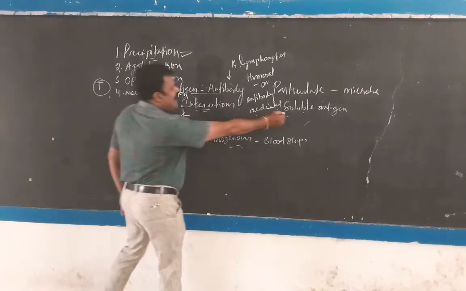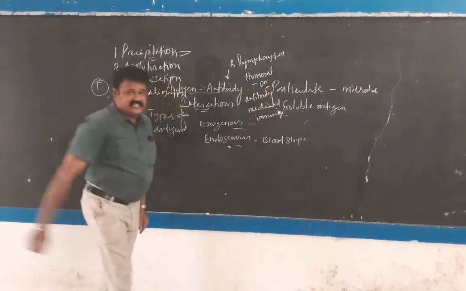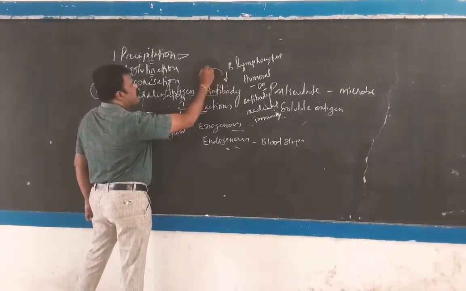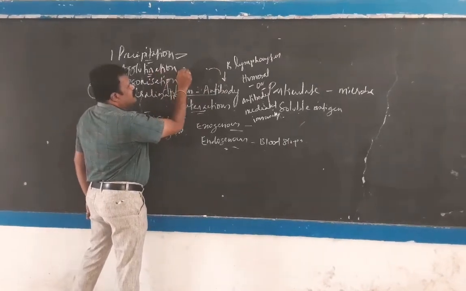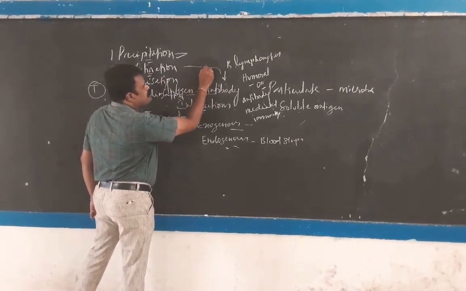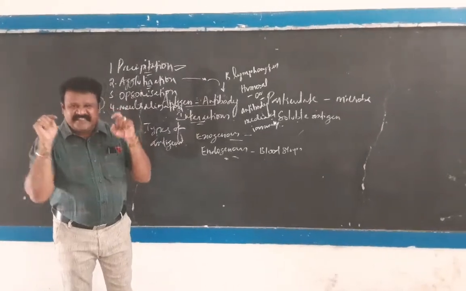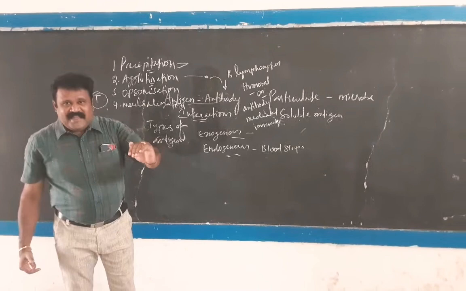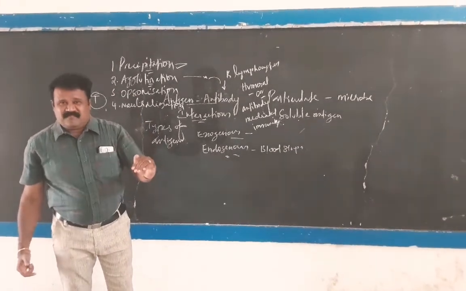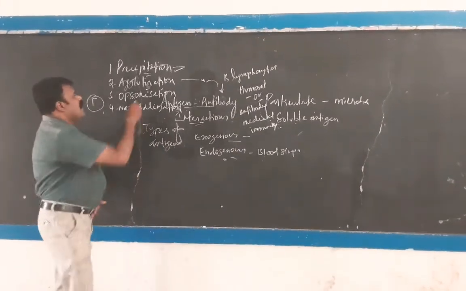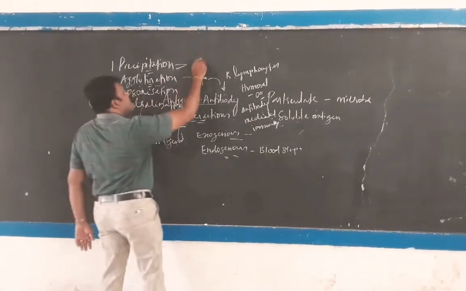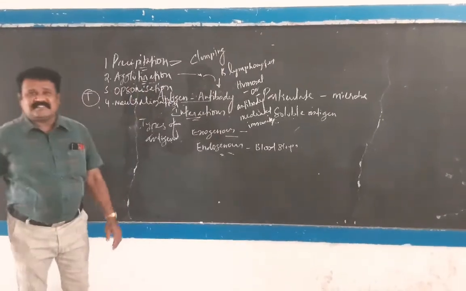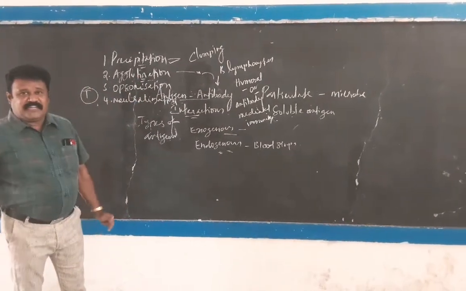If the entering antigen is a particulate antigen, this step takes place. If it is a microbe, the antibodies go and clump. Clump means stick on the antigen. Antibodies go nearby the antigen and stick on them. This process is called agglutination or clumping. This is the second step, agglutination.